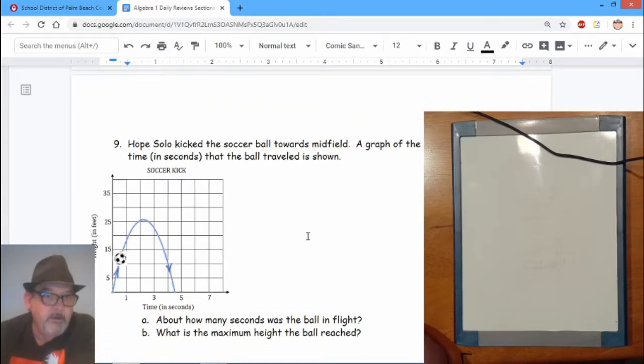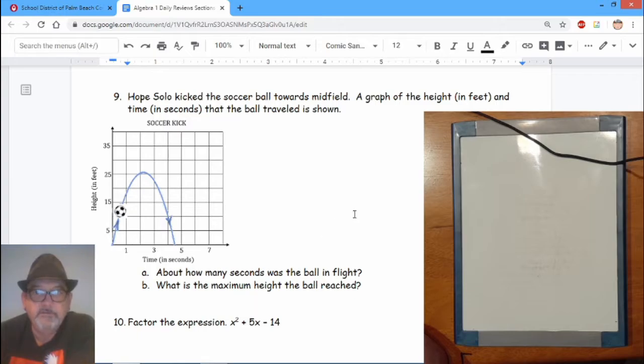Number 9, Hope kicked the soccer ball towards the midfield. A graph of the height in feet and time in seconds the ball traveled is shown. About how many seconds was the ball in flight? Real simple. From start to finish, you see that it was about 4.5 seconds. And about what was the maximum height? That's the y-axis. The upside down parabola there looks like a little over 25 feet, maybe 25.5 or 26 feet, something like that. Okay.